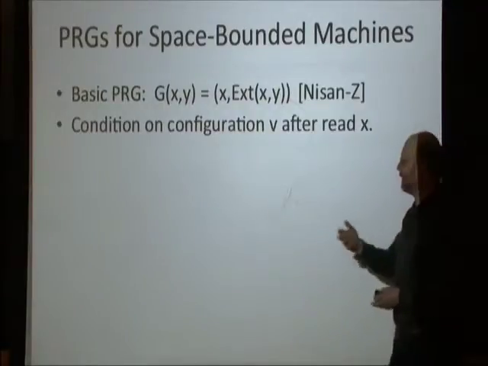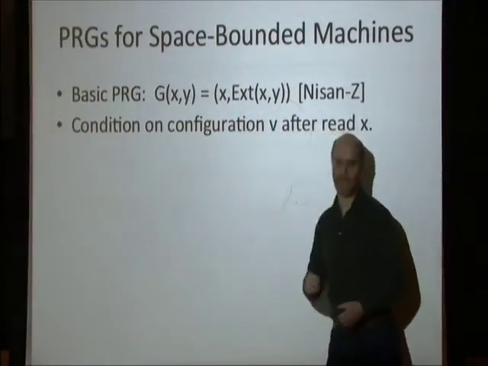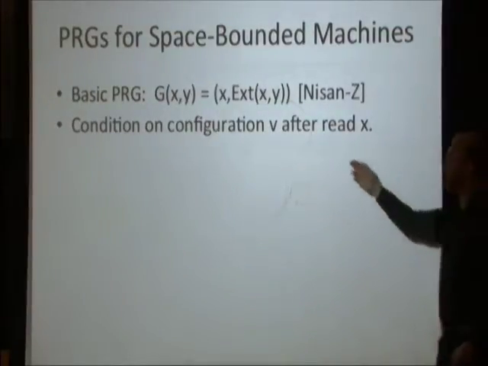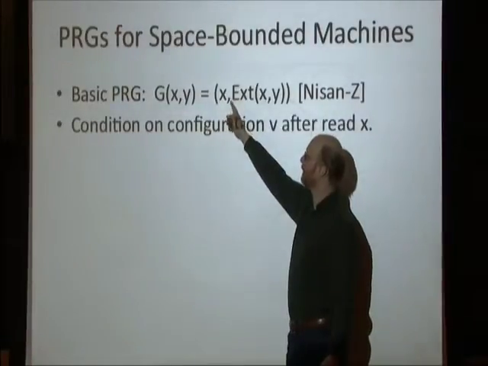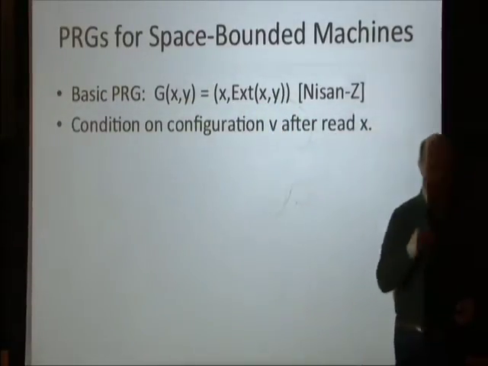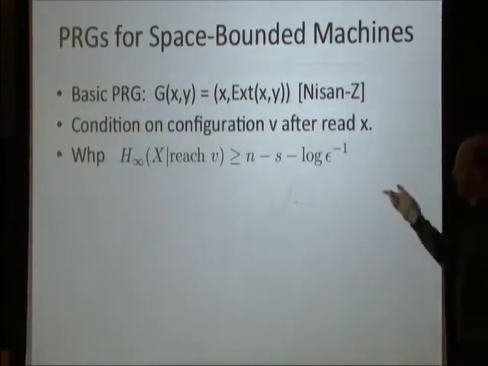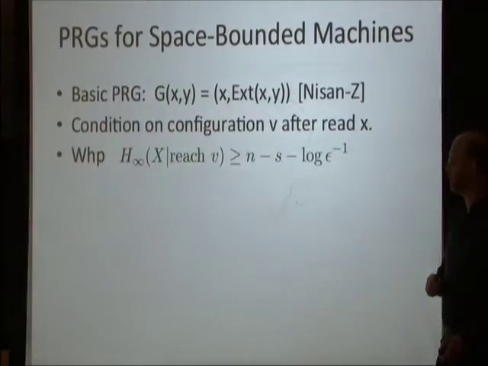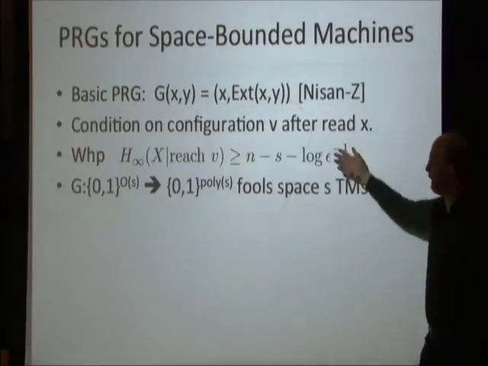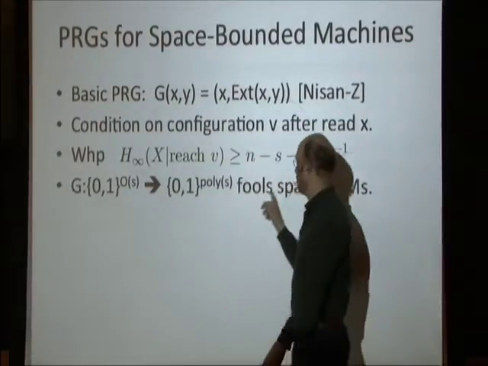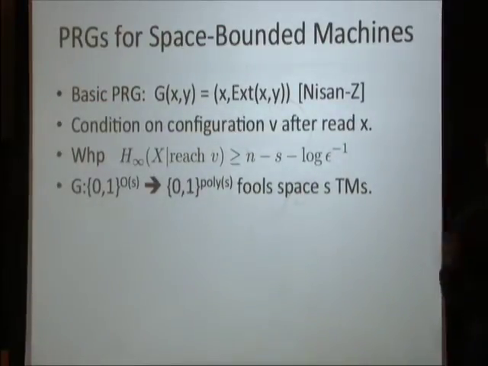And why does something like this work? Well, if we condition on the configuration after reading this string x, as long as the space is much shorter than the string x, this string x still has some min entropy. So conditioned on the configuration here, x has min entropy, and we can apply the extractor to get something that's uniform, even conditioned on the configuration that we reach. Okay, so this is what I said. With high probability, the distribution of this x conditioned on reaching some configuration is quite large. And that's the basic idea. We can use several independent y's and some recursion. And we showed that actually, if you want to fool space S machines, you only need order S random bits, as long as your algorithm uses a polynomial in S number of random bits.